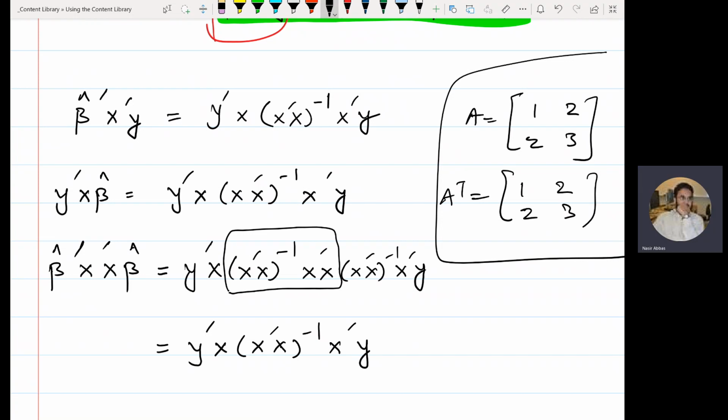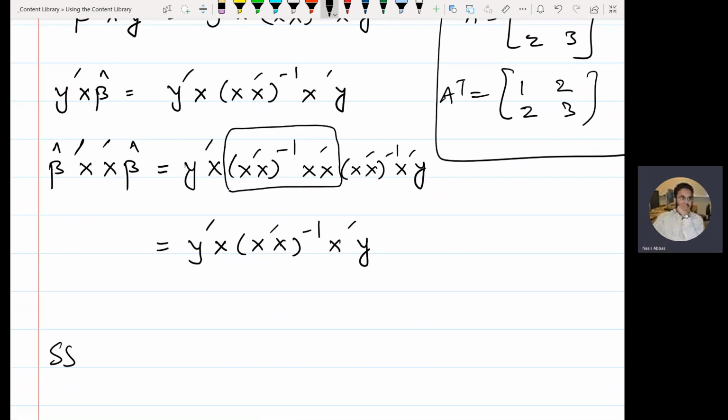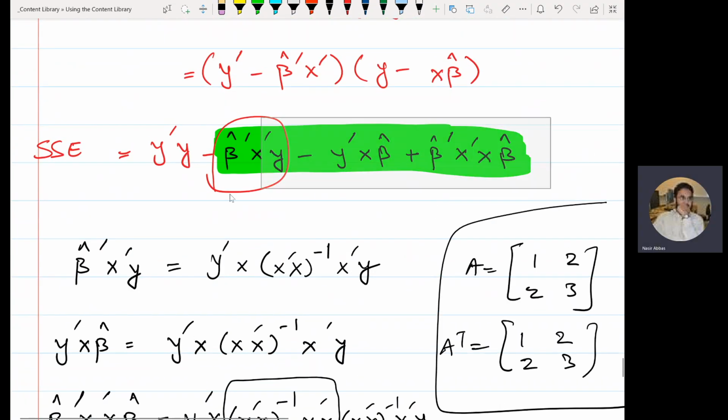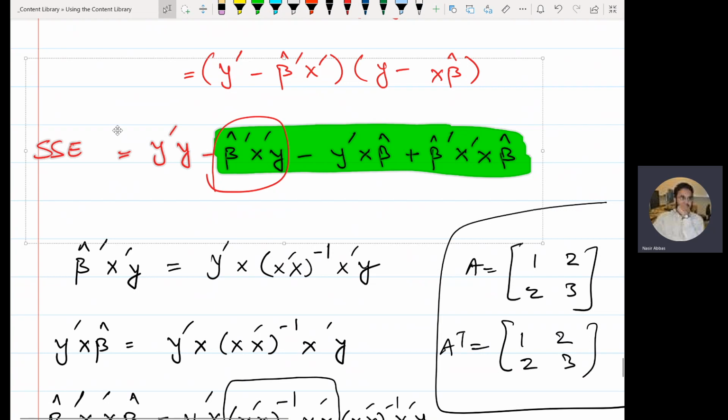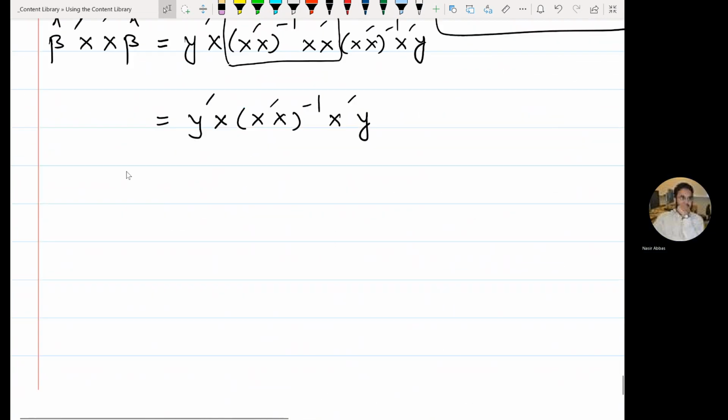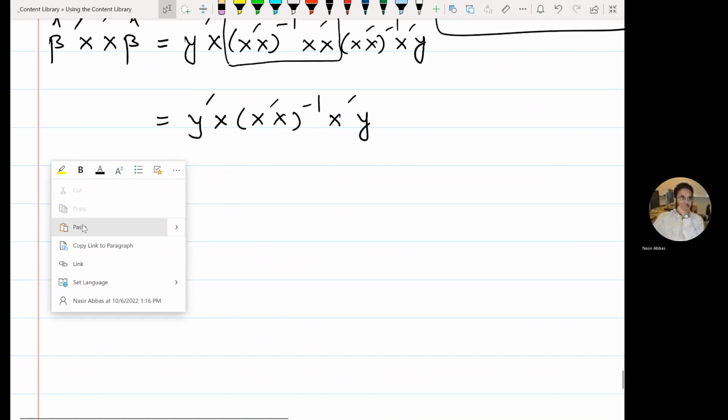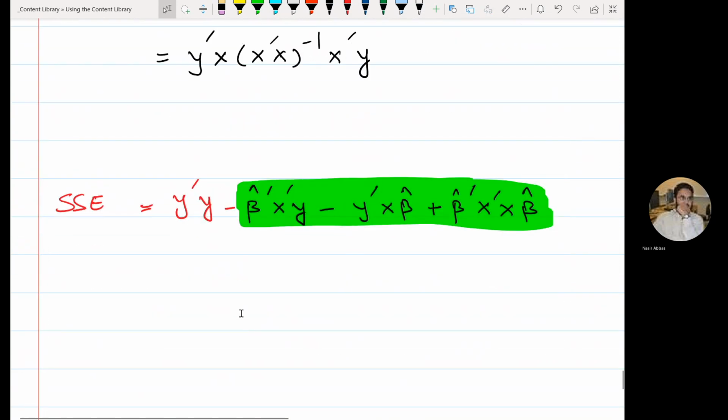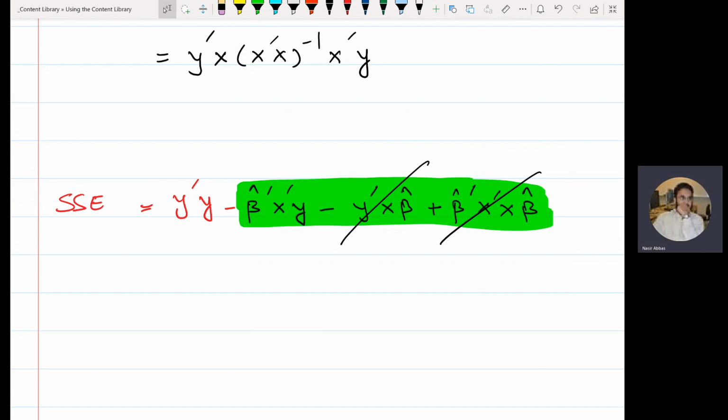They are all the same. So what I can do is cancel 2 of them, and the resulting SSE will be what? It will be Y prime Y. Let me first write the equation as it is, and then I will cancel. Identity is kind of 1 in matrices. So now I will cancel these 2 because I just proved that they are equal. So I'm left with what? Y prime Y minus beta hat prime X prime Y.